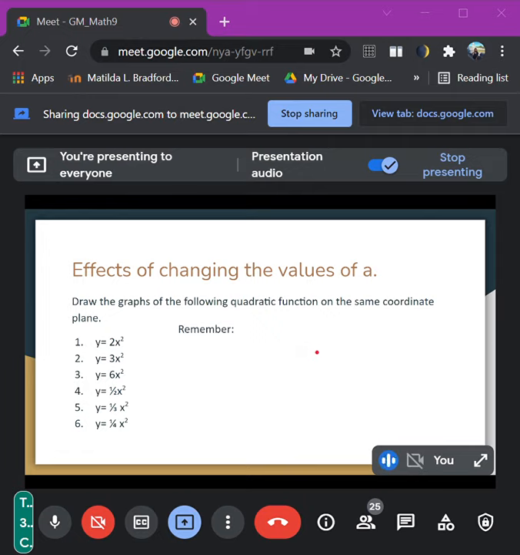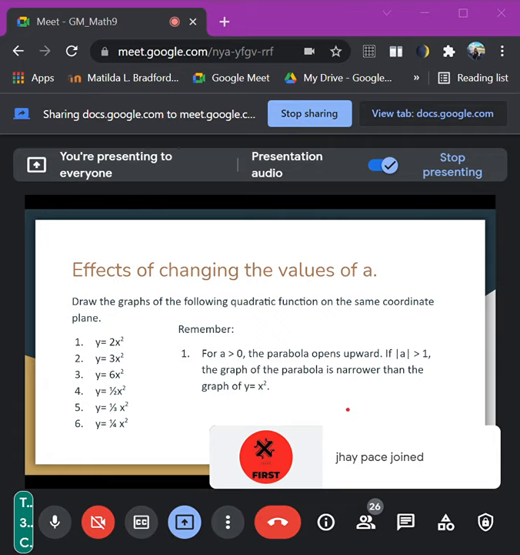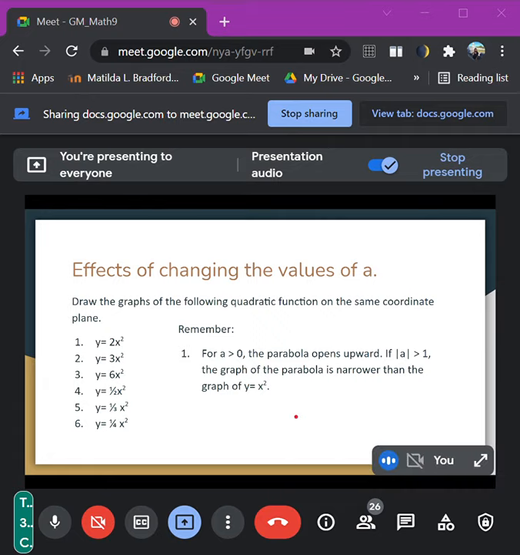Sige, sir. Okay, so always remember that for A greater than 0, the parabola opens upward. Okay, upward. So if the absolute value of A is greater than 1, the graph of the parabola is narrower than the graph of y is equals to x squared. Diba? Kay mao man ni siya tong parent function ganina, mao man ni siya tong basis. Kung iyahang values of a kay greater than 1, narrower siya. Diba? Kay kung mas dako ang number, mas mo narrow man siya.